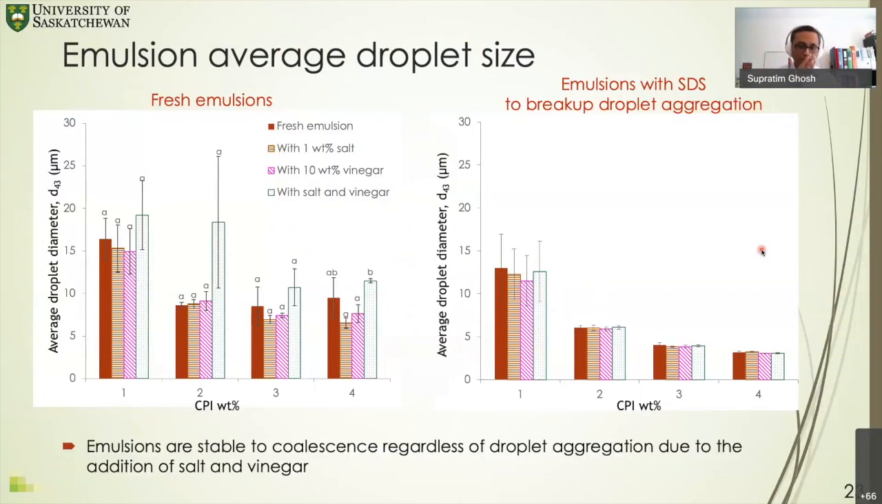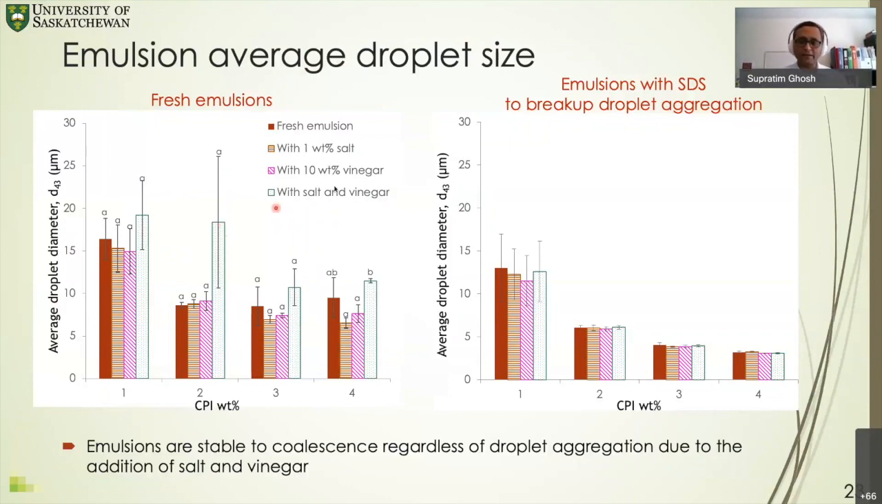So we measured droplet size. This is the average droplet size of fresh emulsion, with different protein concentration on the x-axis and different treatments. We saw that as you increase protein, the droplet size decreases. When you add salt or vinegar, not much change, but when you have both, there is an increase in average droplet size. Now, this was measured using a static laser diffraction droplet size analyzer. So a large droplet could also mean that they are aggregated.